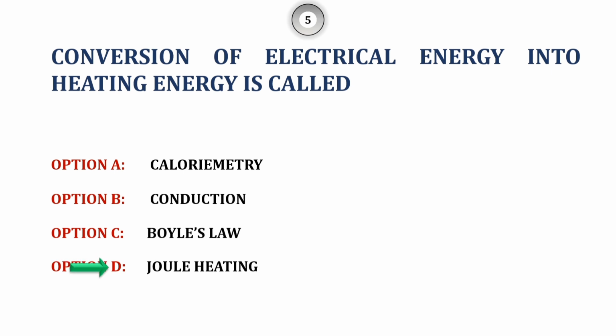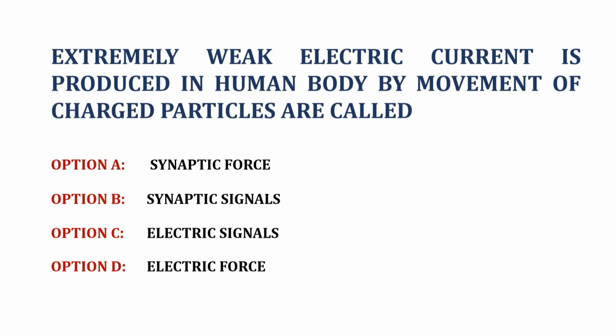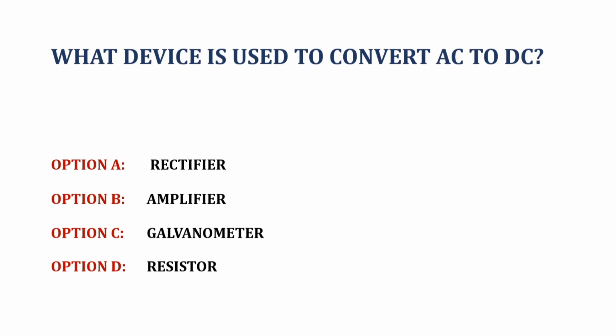Option D, Joule's heating. The process of conduction of electric current through solution is called? Option A, electrolysis. Extremely weak electric current is produced in a human body by movement of charged particles, called? Option B, synaptic signals. What device is used to convert alternating current to direct current? Option A, rectifier.